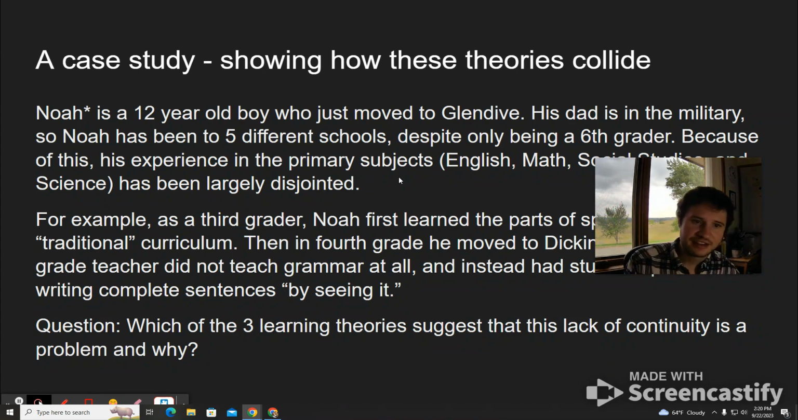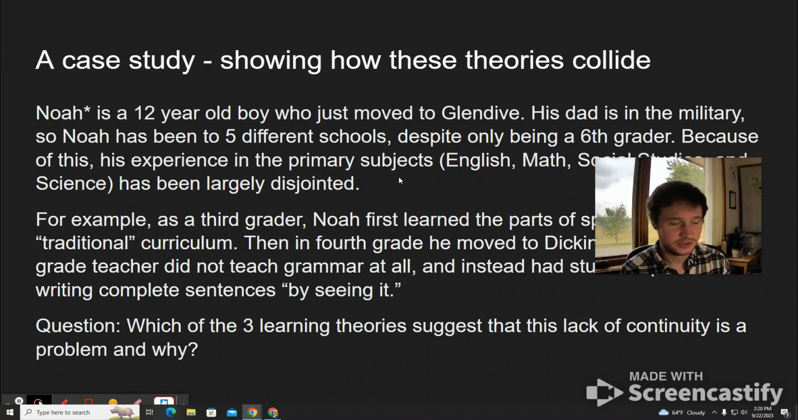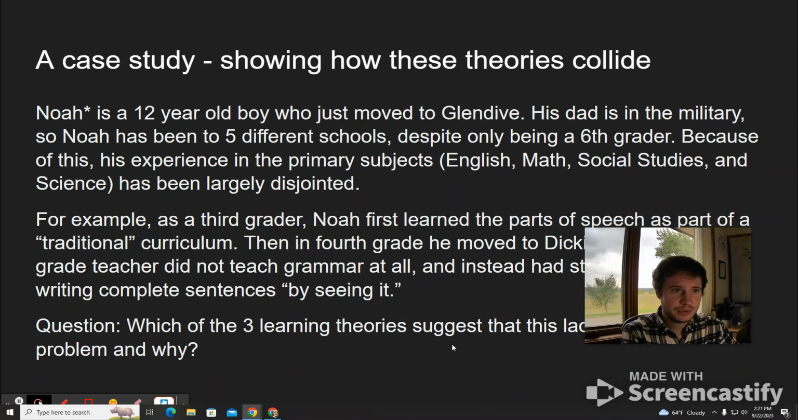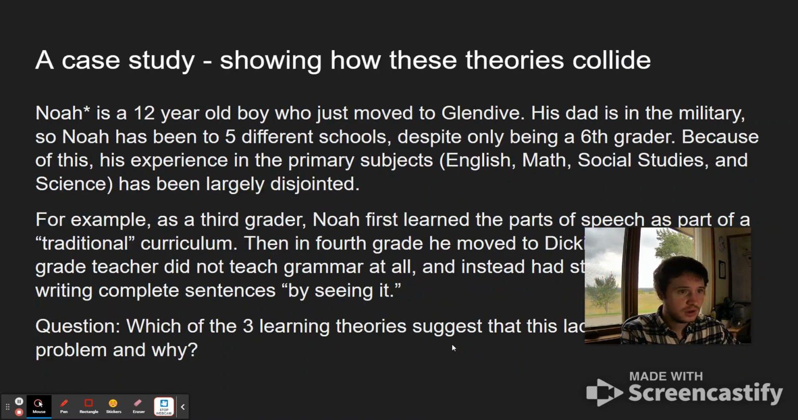And I guess I have this setting in Glendive, but when I did it, it was in Dickinson, but whatever. So Noah is a 12-year-old boy who just moved to Glendive. His dad is in the military, so Noah has been to 5 different schools despite only being a 6th grader. So he's 12 years old.